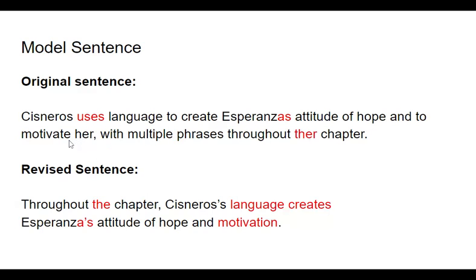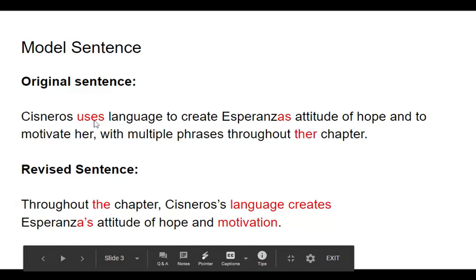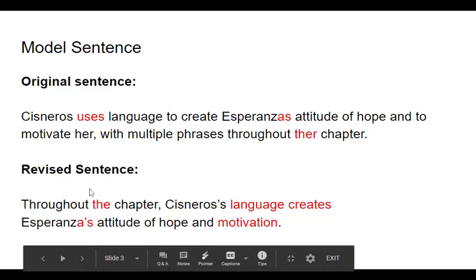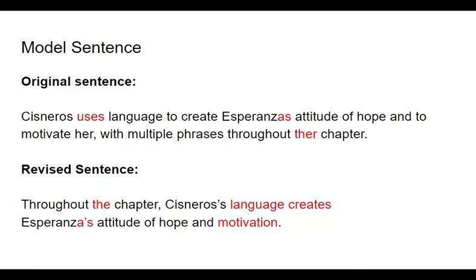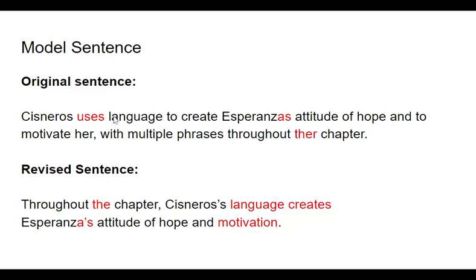So the original sentence was, "Cisneros uses language to create Esperanza's attitude of hope and to motivate her, with multiple phrases throughout their chapter." So here's how I revise the sentence and take out "uses." First of all, I put what they had at the end at the beginning, just to help with the transition, and it sounds less awkward. "Throughout the chapter, Cisneros' language creates." All I did was take out "uses" and put "language creates." "Creates" is a very active verb, so use that one.